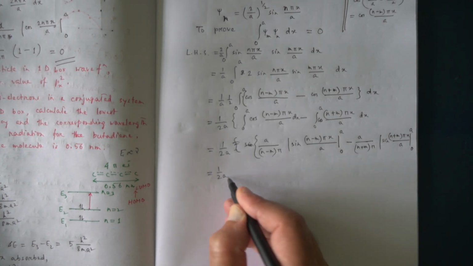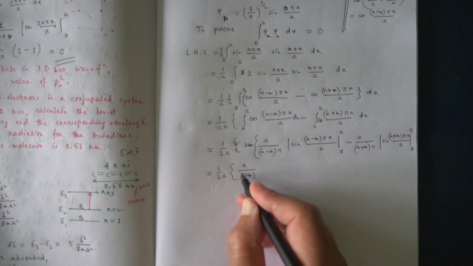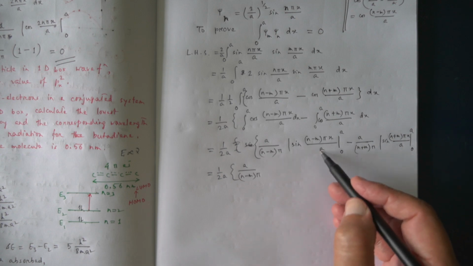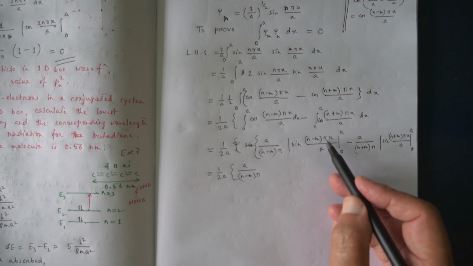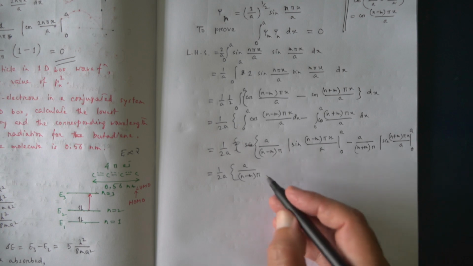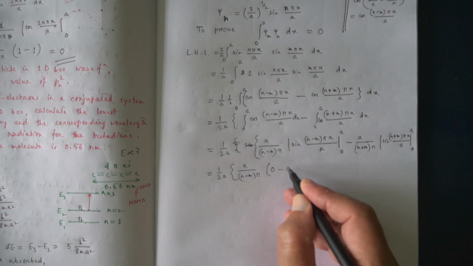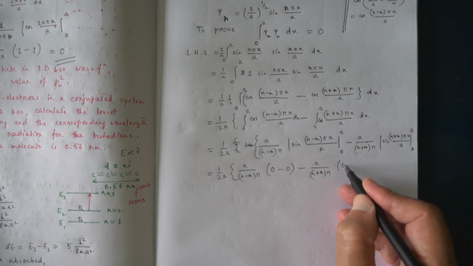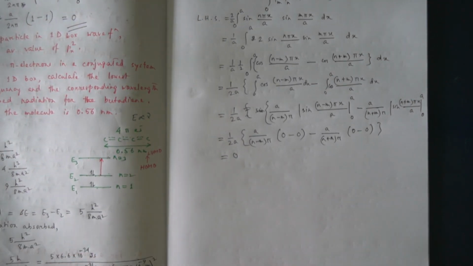So 1 by 2a, a by n minus m pi, then at x equal to a, this is sine of n minus m pi, sine pi means 0, so this will be 0. Similarly this will be 0. Ultimately this will be 0. So these two wave functions are orthogonal. So in this way we can solve some problems.